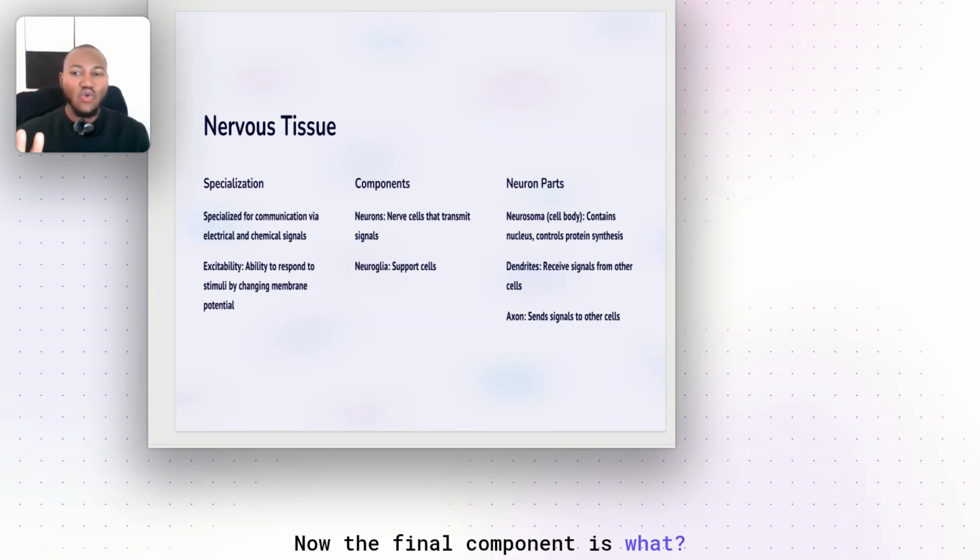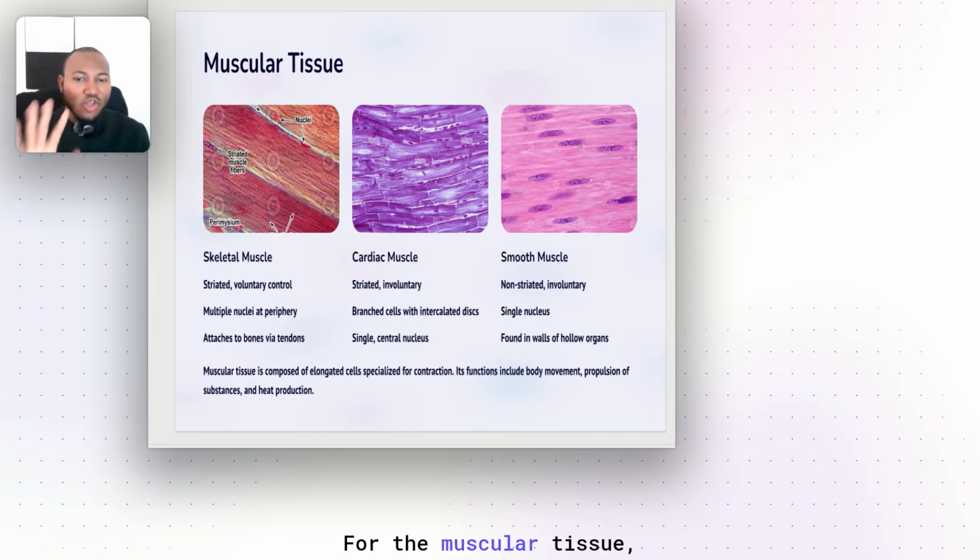Now the final component is what? The muscular tissue. For the muscular tissue, you need to know that there are 3 types, which are the skeletal muscle, the cardiac muscle, and what? The smooth muscle. Let me tell you, it's no big deal. If you look at the diagram, you will see something. What do you see? This is striated.